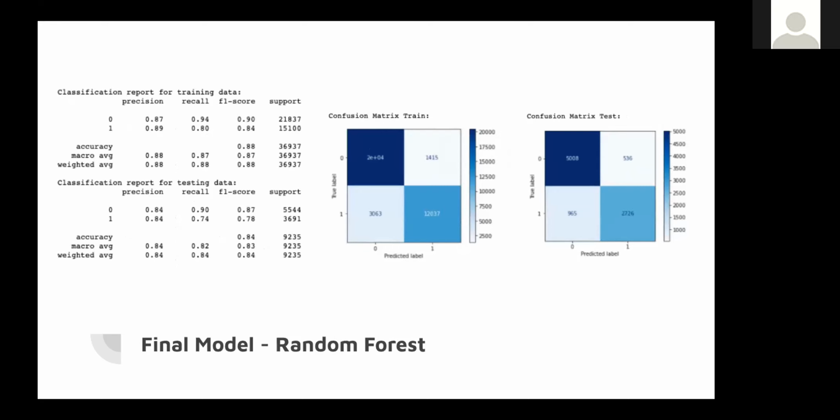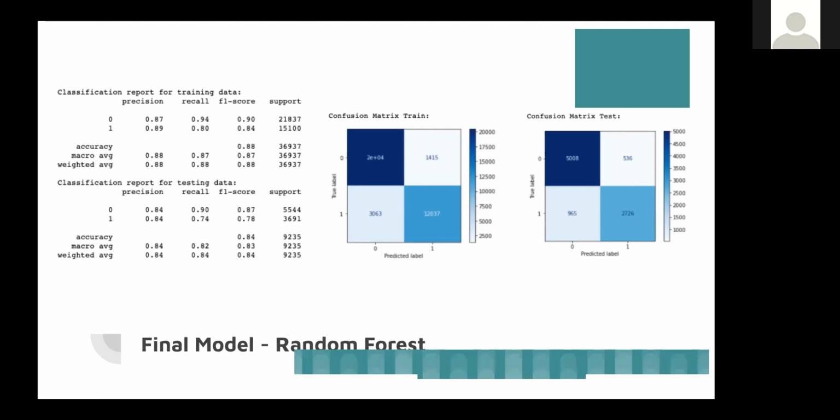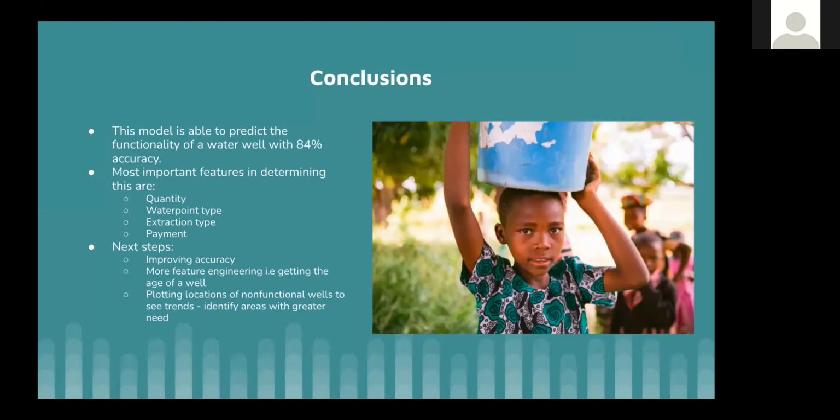Looking at the confusion matrix, we see that for both the train and the test, our model is over predicting functional wells. This can also be due to the class imbalance, because I think it was 60-40%. So maybe fixing that would help it out a little bit. So that's something to tweak in our next steps. But overall, our model is able to predict with 84% accuracy the functionality of wells.